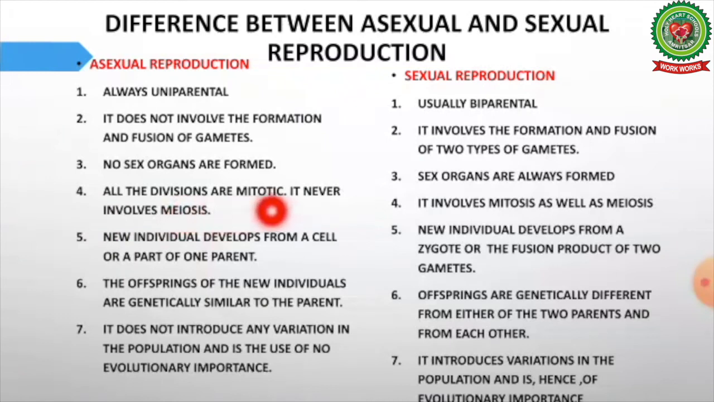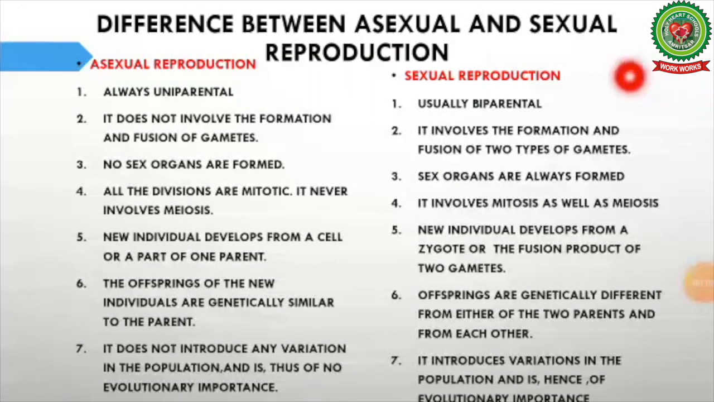All the divisions are mitotic. It never involves meiosis. And in sexual reproduction, it involves mitosis as well as meiosis. A new individual develops from a cell or a part of one parent. A new individual develops from a zygote or the fusion product of two gametes. The offspring of the new individuals are genetically similar to the parent in case of asexual reproduction, and in sexual reproduction, offspring are genetically different from either of the two parents and from each other also.